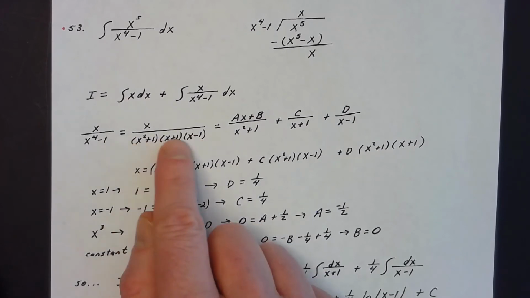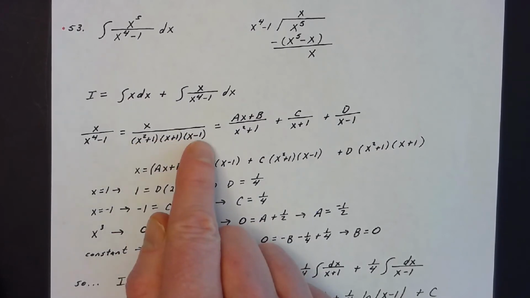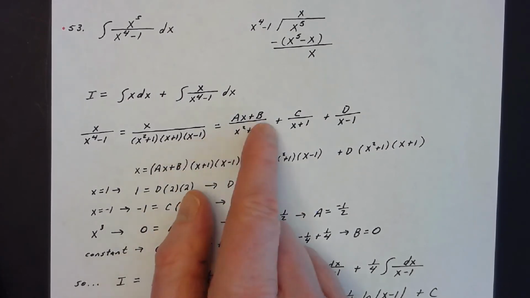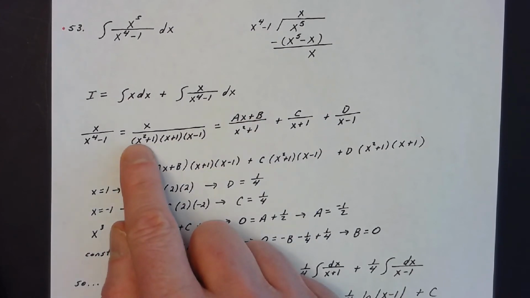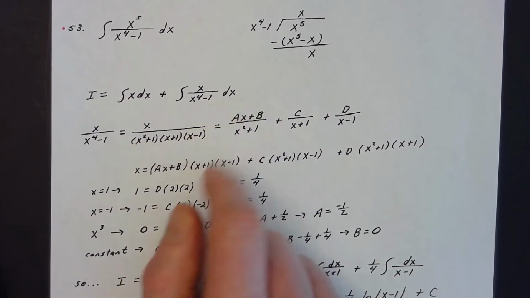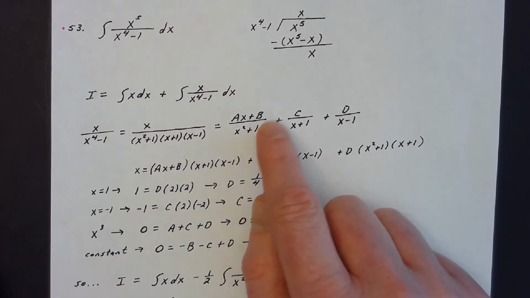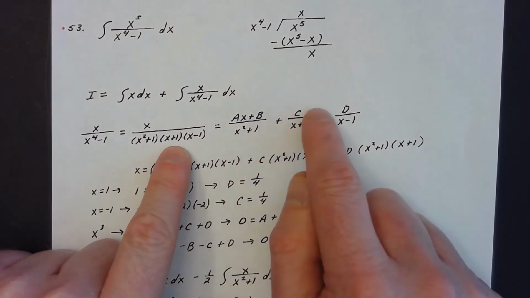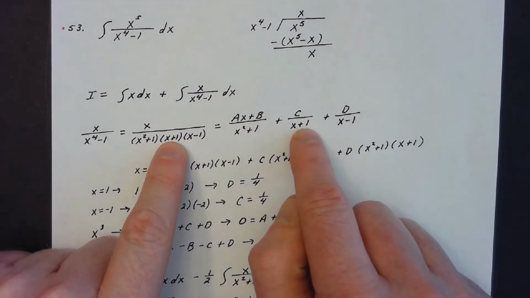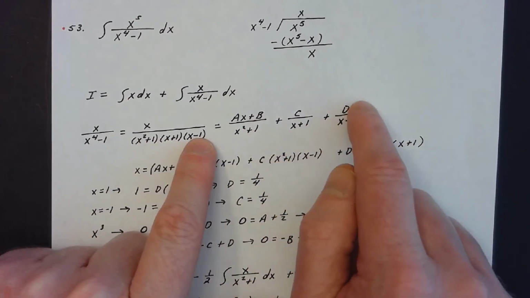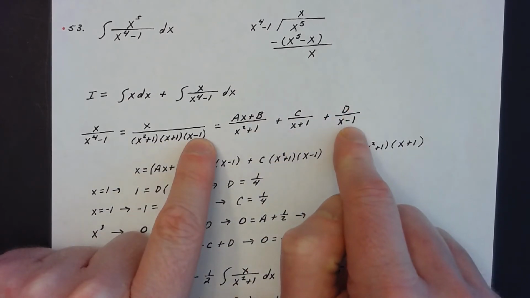Now that you have your denominator completely factored out, you have to use the method of partial fractions, section 7.5, to break this apart. Over every irreducible quadratic, you need a linear numerator, so I have the ax plus b over x squared plus 1, plus a constant numerator over each linear denominator, so c over x plus 1, plus some constant d over x minus 1.